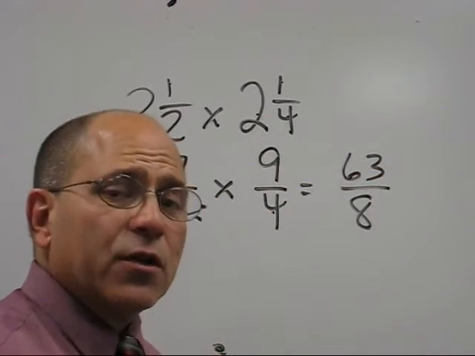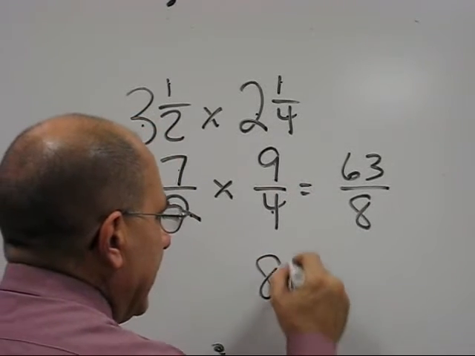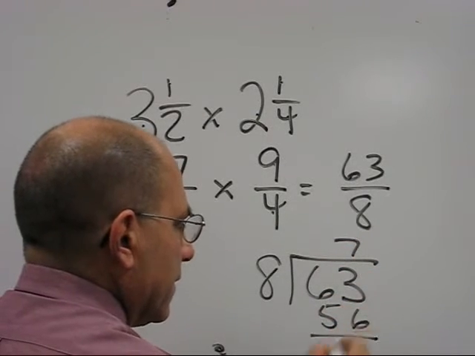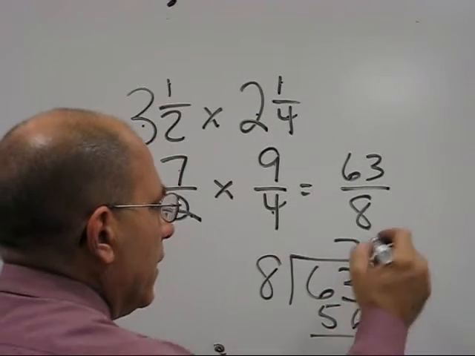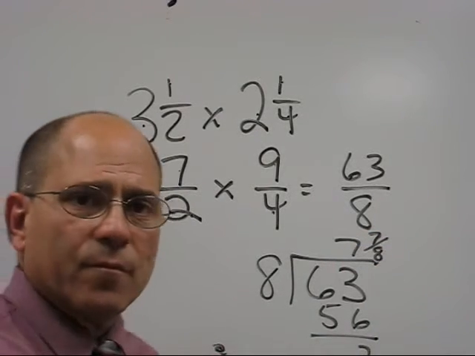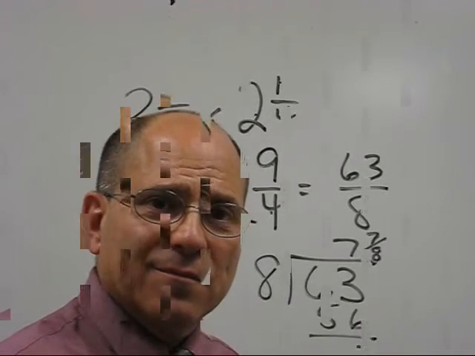7 times 9 is 63, and 2 times 4 is 8. To finish this, we have to turn it back to a mixed number. So you divide 8 into 63, and you get 7 for 56, and you have 7 left over, so you've got 7 7/8. And that's how I have them do it. That's how I taught it to them.